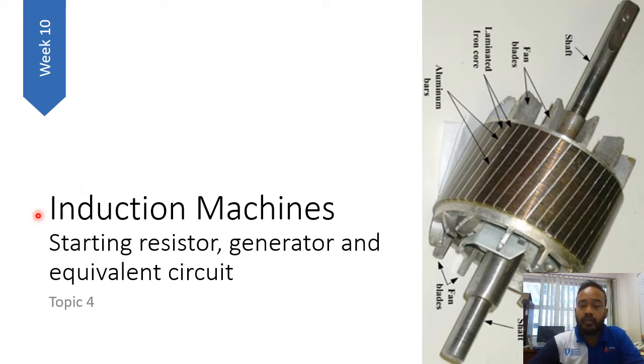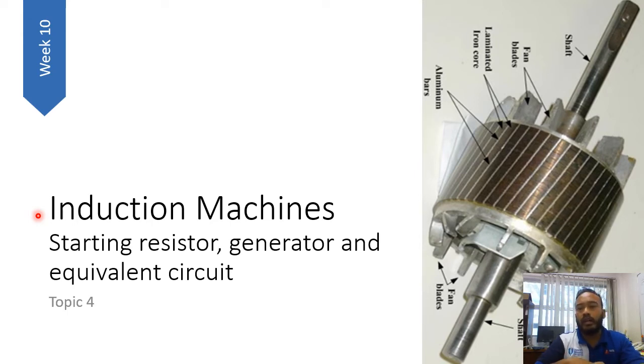Last week we looked into the basic operating principle of induction machines. We discussed the rotating magnetic field, and what we define as slip, which is basically the mechanism of torque production in an induction machine. We also looked at the torque-speed characteristic, the curve of torque versus speed of an induction machine.